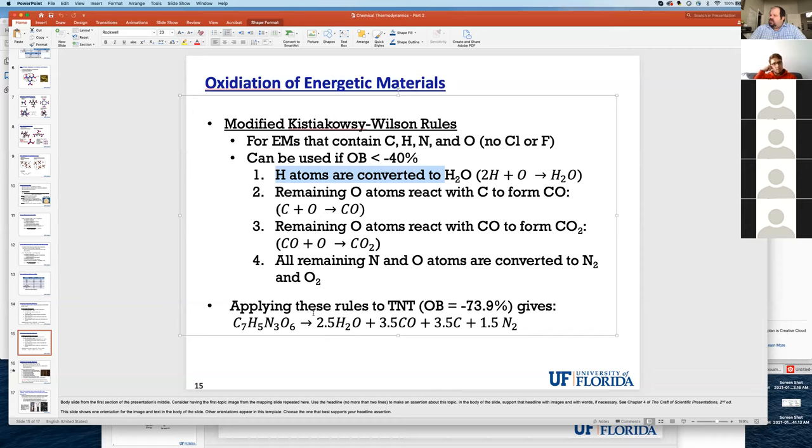Okay, so after that step, we have 3.5 oxygen atoms left that are available to react with the carbon atoms. And we have seven carbon atoms. Now we don't have enough oxygen atoms to burn all of the carbon atoms. So we only have enough oxygen atoms to form 3.5 carbon monoxide molecules. And then after that, there are still 3.5 carbon atoms left. Those just form basically pure carbon, which is soot.